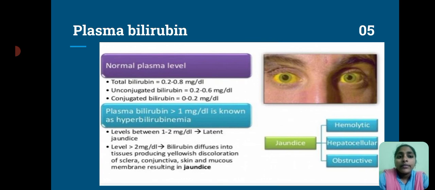If the levels are between 1 to 2 mg per dL, then it leads to latent jaundice. If the levels are greater than 2 mg per dL, then bilirubin diffuses into tissues, producing yellowish discoloration of the sclera, conjunctiva, skin, and mucous membrane, resulting in jaundice. Jaundice is generally of three types. They are hemolytic jaundice, hepatocellular jaundice, and obstructive jaundice.